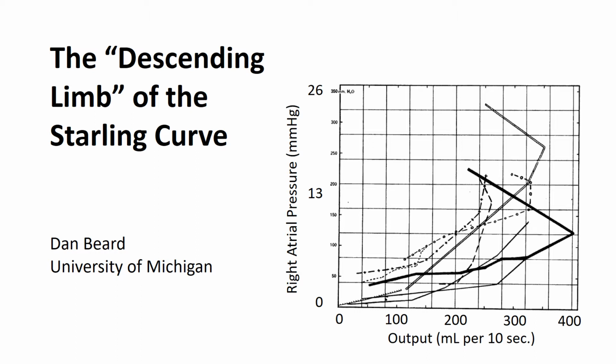So the so-called descending limb of the Starling curve is a part of the curve where that normal physiological operation actually reverses. An increasing preload might actually result in a decrease in output or stroke work. That might seem like a kind of esoteric topic. It probably is. But in any event, I'm going to try to show you that the question of the existence of the so-called descending limb may actually be important in how we think about treating heart failure.